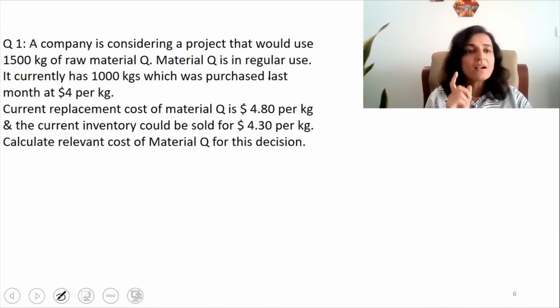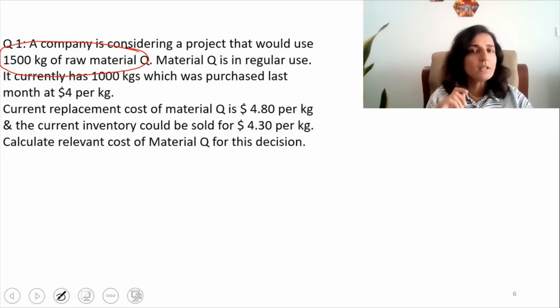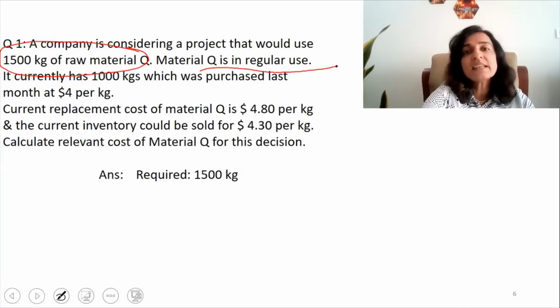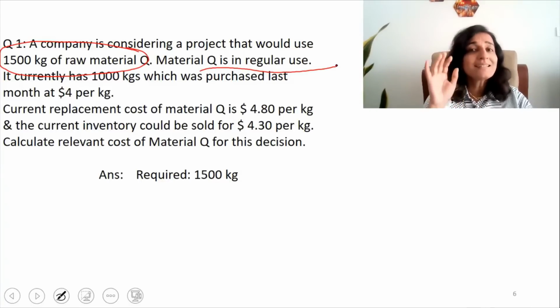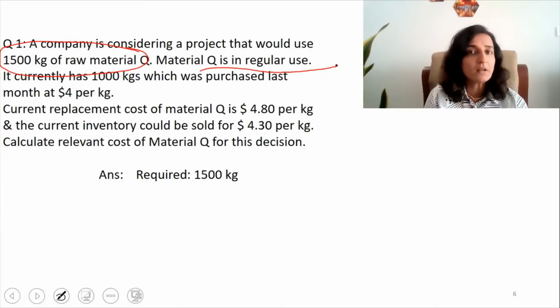Question number 1. A company is considering a project that would use 1,500 kg of raw material Q. So how much quantity of raw material Q is required? 1,500 kg. Let's make a note of it. So required 1,500 kg. Material Q is in regular use. Please note the terms in regular use. Whenever the words in regular use are used in the question, you should immediately keep in mind that it is used for an existing business. And if you're going to use this particular raw material for a new business, then this has to be replaced.